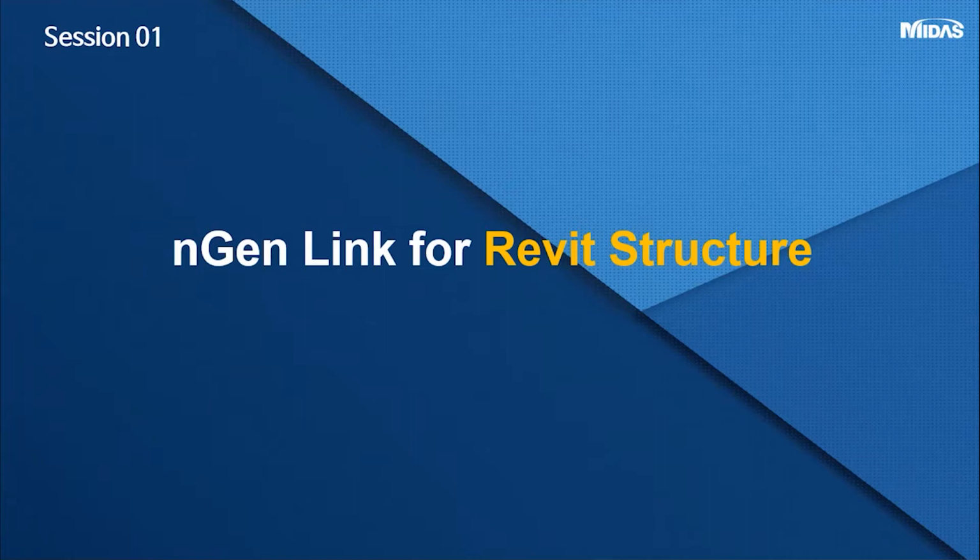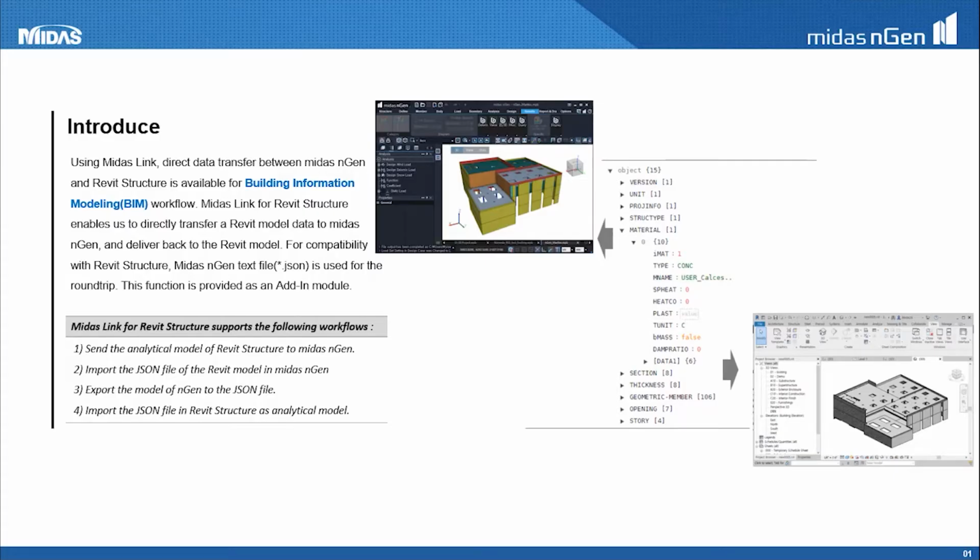I'll start with the link between nGen and Revit Structure. nGen link for Revit Structure enables us to transfer Revit data to MIDAS nGen directly and deliver it back to Revit for building information technology, also known as BIM. For compatibility with Revit Structure, MIDAS nGen data is converted into a text file for both ways. This function is provided as an add-in module in nGen.